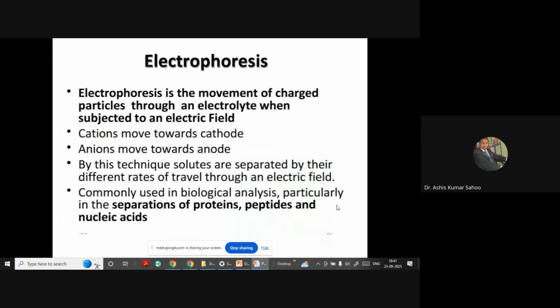By this technique, solutes are separated by their different rates of travel through an electric field. It is commonly used in biological analysis, particularly the separation of proteins and fats. So we use electrophoresis for separation of proteins, mixtures of amino acids, peptides, and lipids.